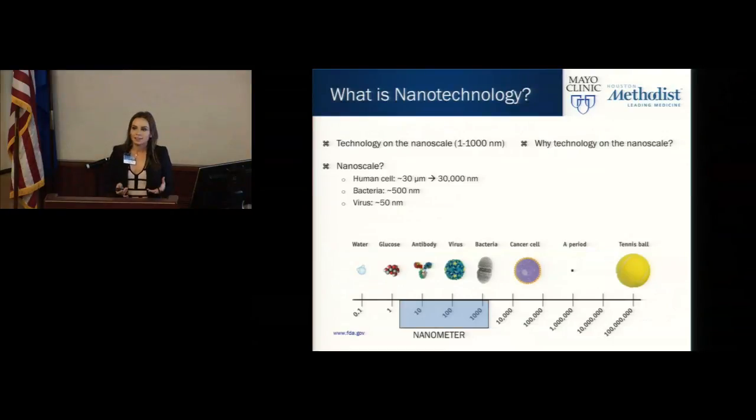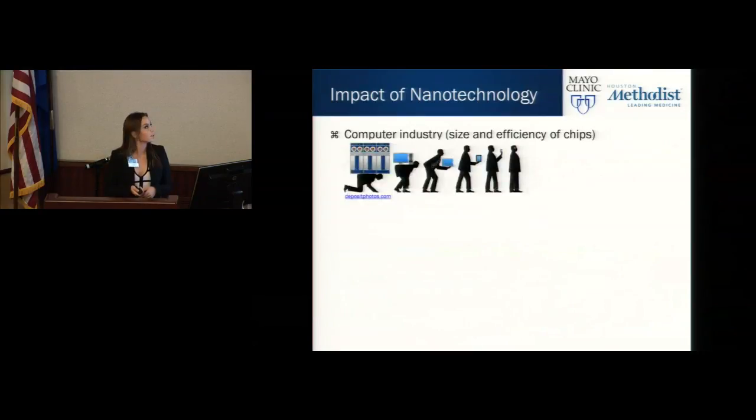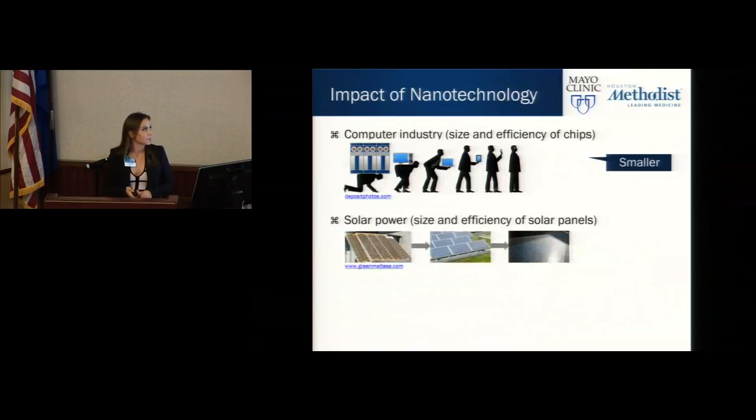So what is really the advantage of utilizing technology on the nanoscale? There's two major benefits. The first is that we get higher functionality in smaller spaces. And the second is that we get these unique electromagnetic properties that are not apparent when a material is in the form of a small molecule or as bulk matter. And nanotechnology has revolutionized several fields, including the computer industry, where computer chips have become smaller and more efficient. Another example is solar power technology, where the individual units in solar panels have become smaller and more efficient.